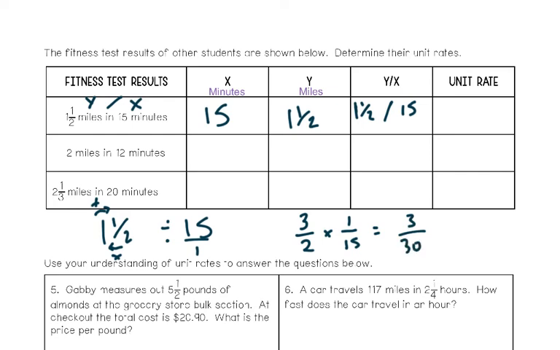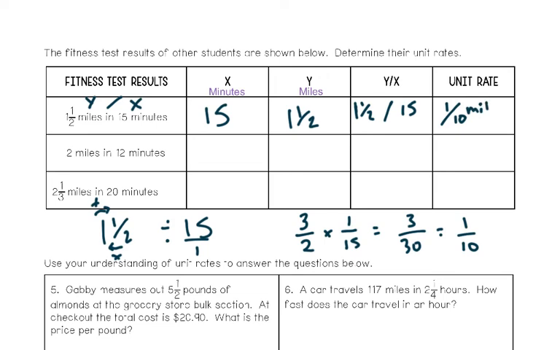But remember, I can simplify. 3 goes into 3 one time, and 3 goes into 30 10 times. So I think what number goes into both of them? 3 goes into both of them. So my final answer is 1/10. So I have 1/10 as my unit rate. So you might be thinking, isn't it supposed to be per one thing? Yes, it is. It's 1/10 of a mile.